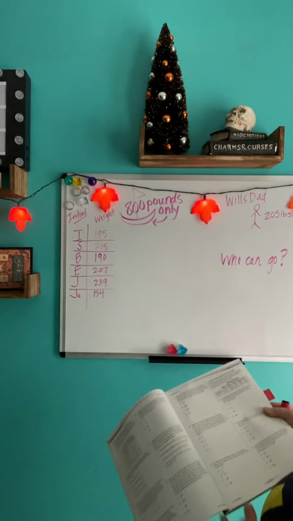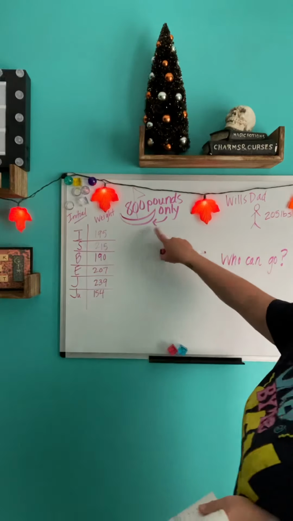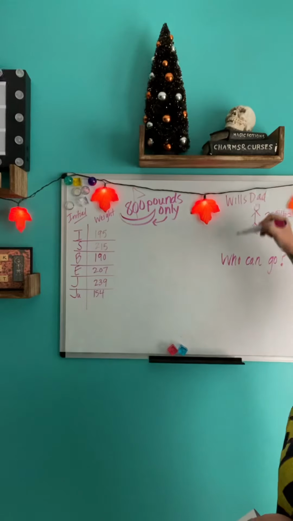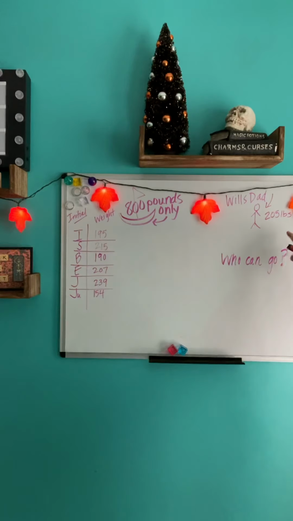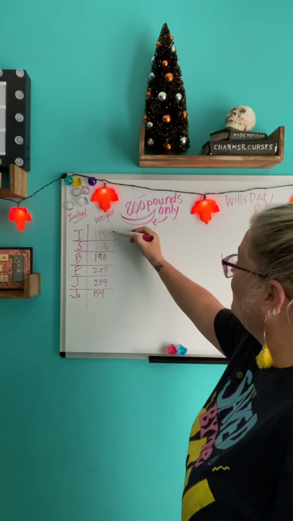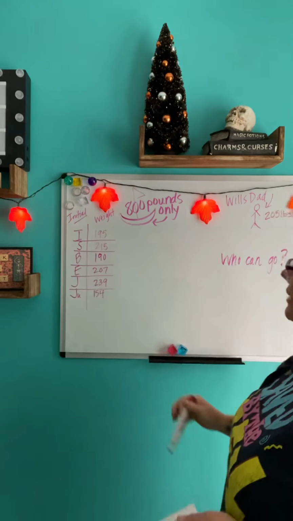So I just took, like it's my math notebook, and I put 800 pounds only and drew a little boat. I put Will's dad. He weighs 205 pounds. The abbreviation for pounds is LBS, and we'll get into that more later, but that's just facts. So all of this is pounds, and this is all of his friends.